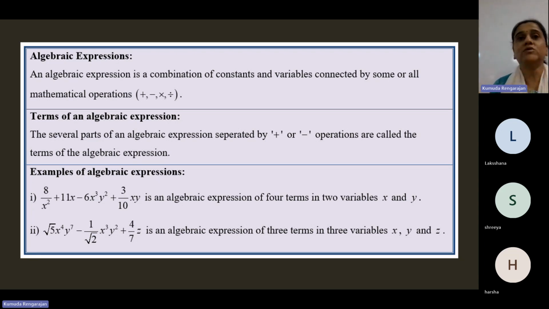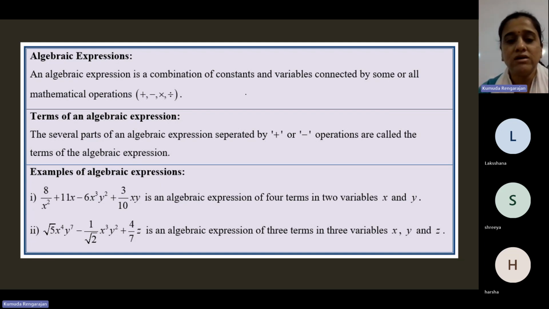Now, terms of an algebraic expression. We'll see the terms first because I have that in my slide here. How do you identify the terms of an algebraic expression? Terms are separated by a plus or a minus sign, not multiplication, division. Forget multiplication and division. Terms of an algebraic expression are separated by a plus sign or a minus sign.